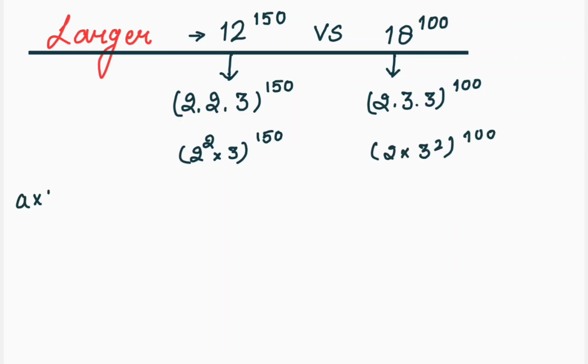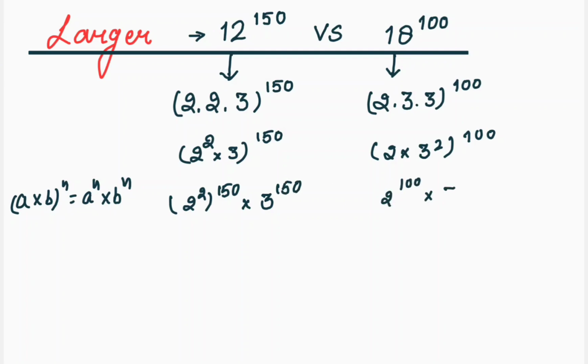Remember, a into b raised to the power n will be equal to a raised to the power n into b raised to the power n. So expanding this will become 2 square raised to the power 150 into 3 raised to the power 150. Similarly, 2 raised to the power 100 into 3 square raised to the power 100.